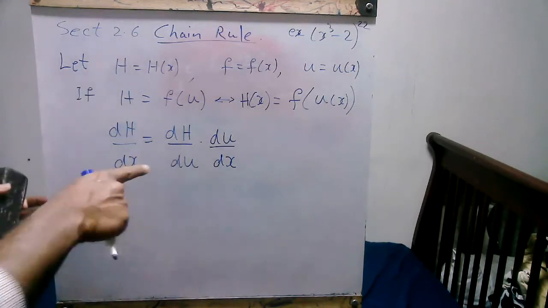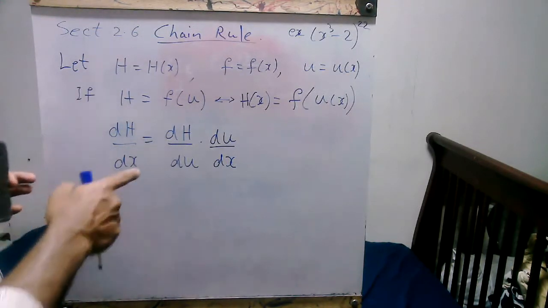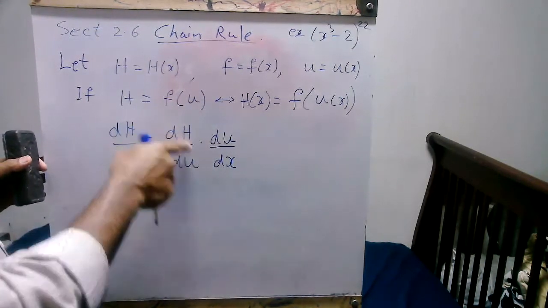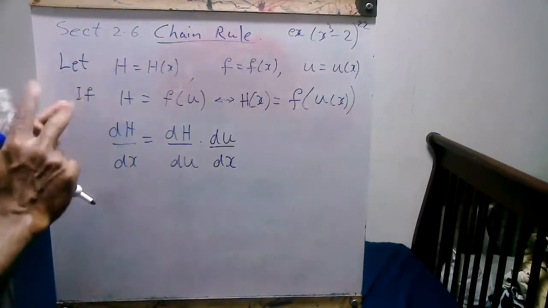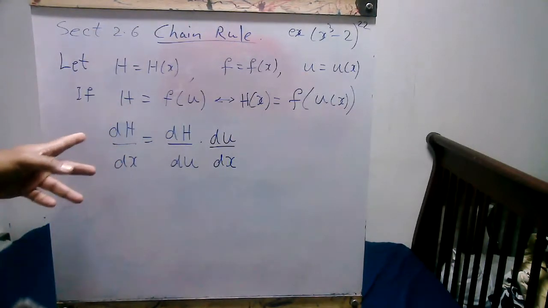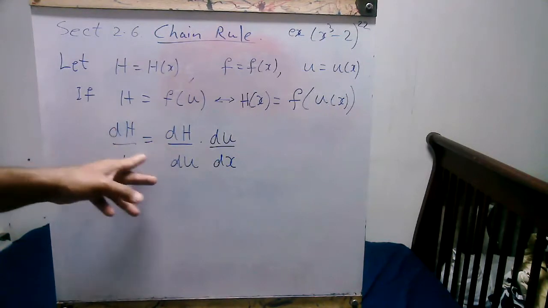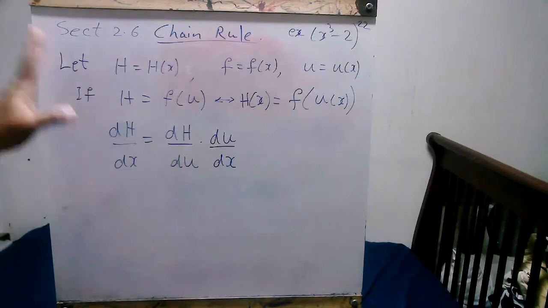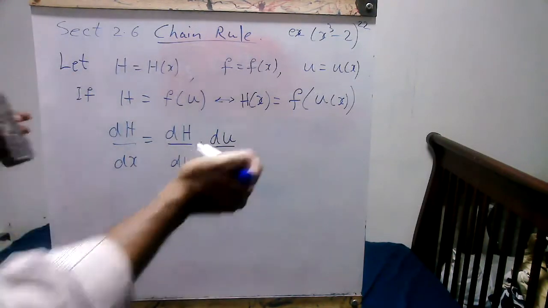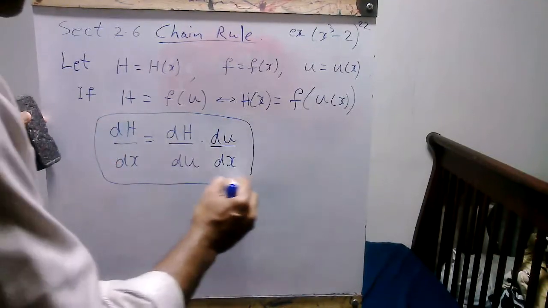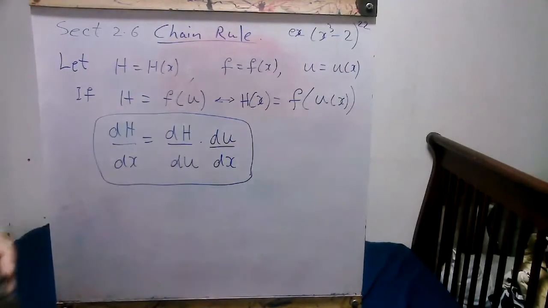At a glance, this is just like simple algebra. If you cancel out this du, then we get dh dx. Right? You may remember the chain rule in that way. You see what I mean? If you cancel out this to this, we get dh dx. It looks like that, so you may remember quite easily in that way. This is the chain rule.